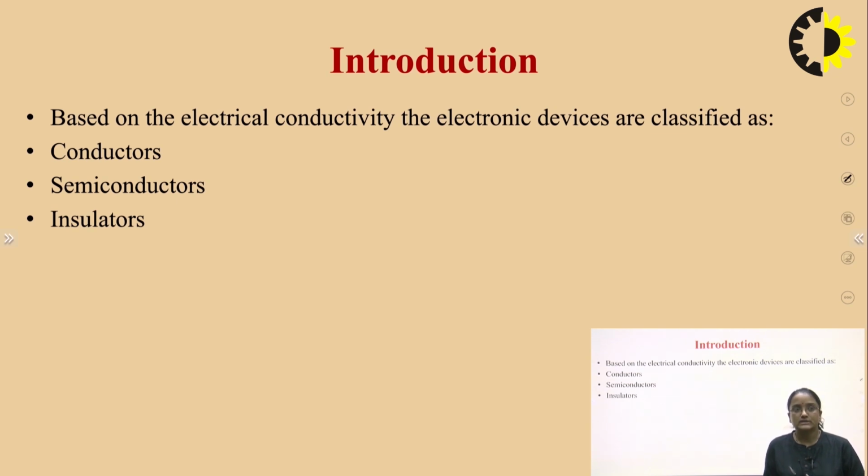Semiconductors are those in which the electrical conductivity lies in between the conductors and the insulators. The examples of semiconductors are silicon and germanium. Insulators are those in which the conductivity is extremely low, and they do not provide the flow of current through them very easily. The common examples of insulators are glass, rubber, and mica. So on the basis of electrical conductivity, we classify them as conductors, semiconductors, and insulators.